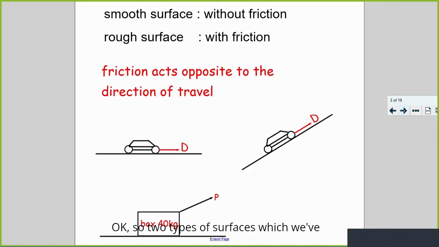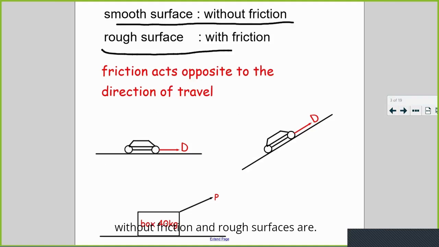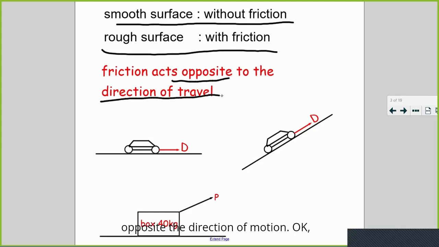Okay, so two types of surfaces which we've covered before. Smooth surfaces are without friction, and rough surfaces are with friction. In terms of direction, friction is always opposite the direction of motion. Now if you look at this first example, the car is moving to the right, so the friction will be to the left.